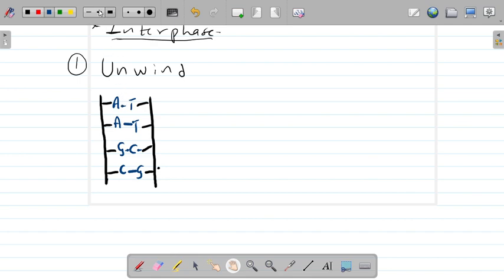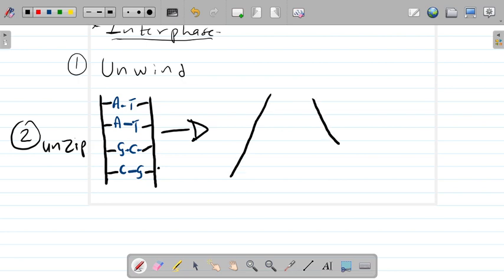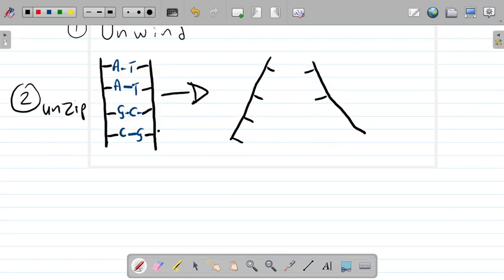Good. After it unwinds, it needs to expose these nitrogenous bases by unzipping. So those weak hydrogen bonds between the nitrogenous bases will unzip. That's step number 2. It's sort of like having a zip. You unzip it, you expose the two strands. So let's draw it on the side here. Let's say these are the two strands after it unzips.